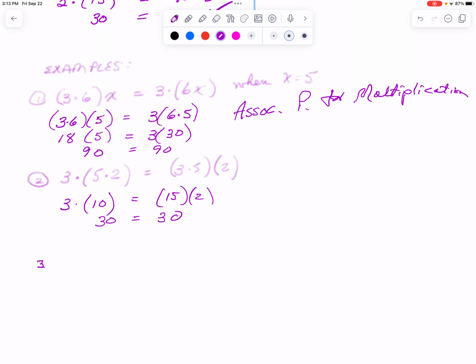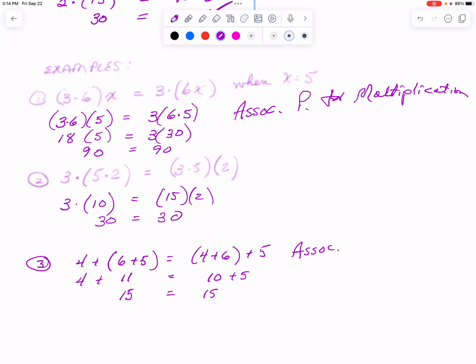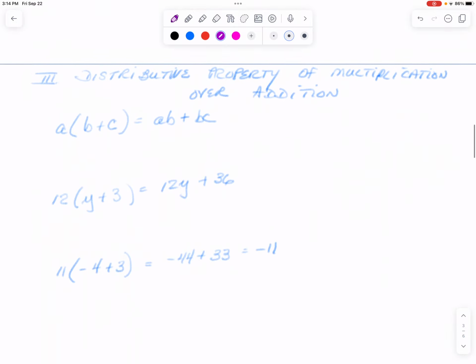Let me do one more. What if we had 4 plus parentheses 6 plus 5? Is that the same thing as 4 plus 6? We'll group those two. So here's the 11, and here's the 10. So this would be an example of the associative property for addition. Okay, so I hope you see that you need to identify both the property and the operation.